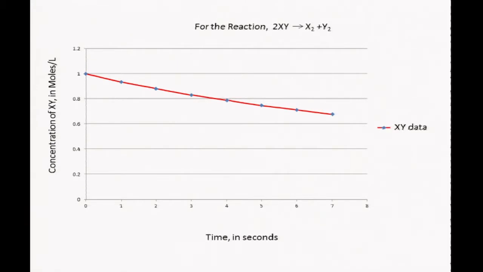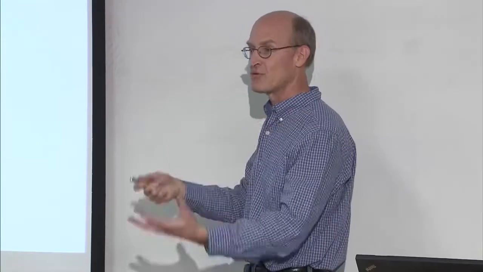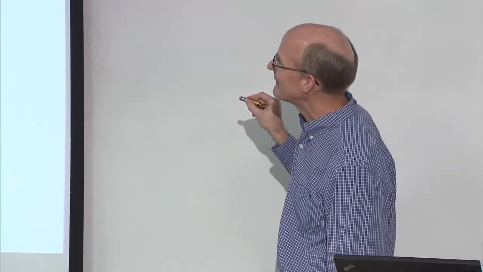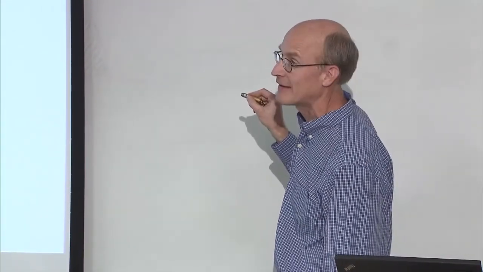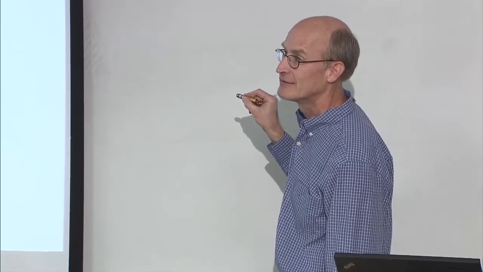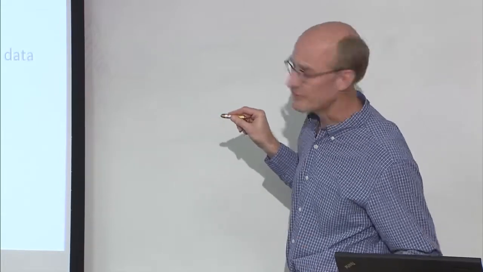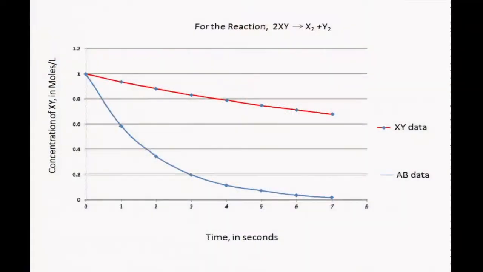So here again is a plot of the concentration of XY in moles per liter versus time in seconds. The experiment is occurring and I'm watching XY disappear. And then the question is, is that reaction going by the same mechanism that the AB reaction did? Just so you can compare, there's the data from the AB. I tried to get them to line up nicely with the time. The concentrations were slightly different. But are those two doing the same thing?